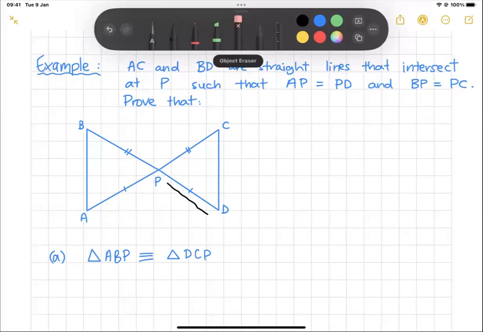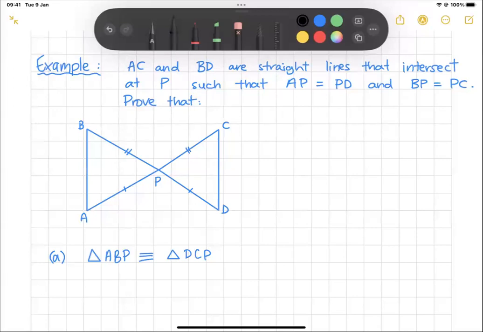So just like the diagram, they have noted that line AP is equal to PD, denoted by 1 hungry jack chip. Then the line BP and the line PC are exactly the same length, denoted by 2 hungry jack chips. Now, what I need to do is prove that these 2 triangles are congruent.